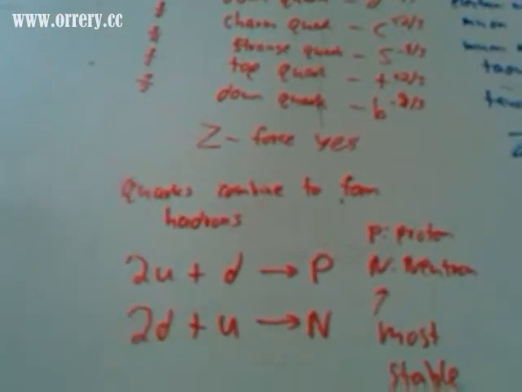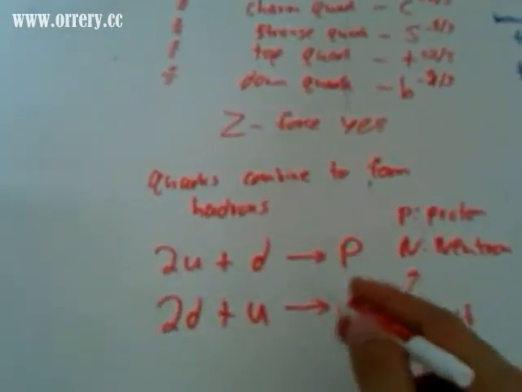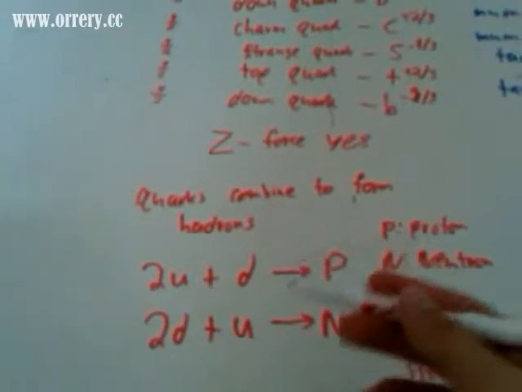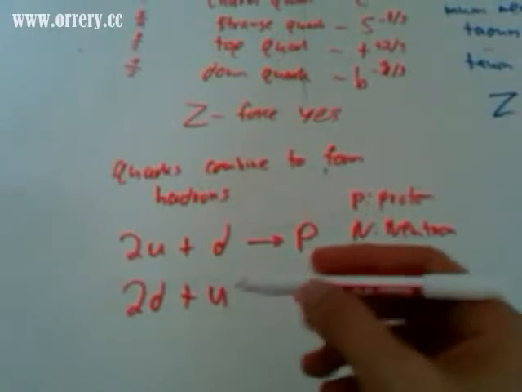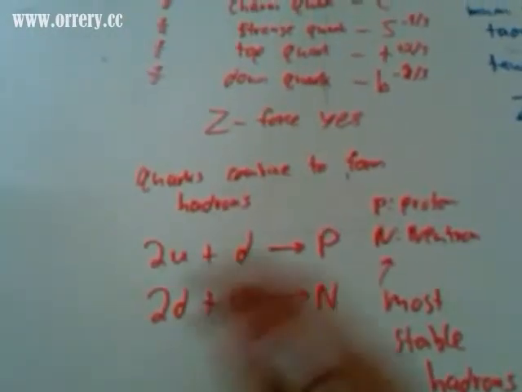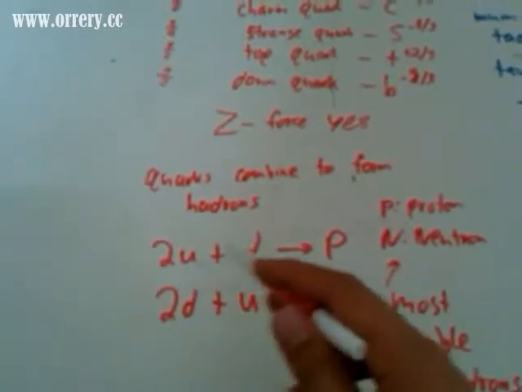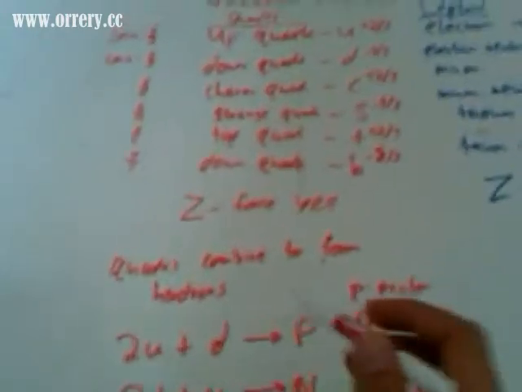If we take 2 up quarks and a down quark, we actually get a proton. Protons are part of the nucleus of pretty much all the elements. You write this the same way as you write any kind of chemical equation, with your reactants and the products. This is just 2 up quarks plus 1 down quark giving you a proton.